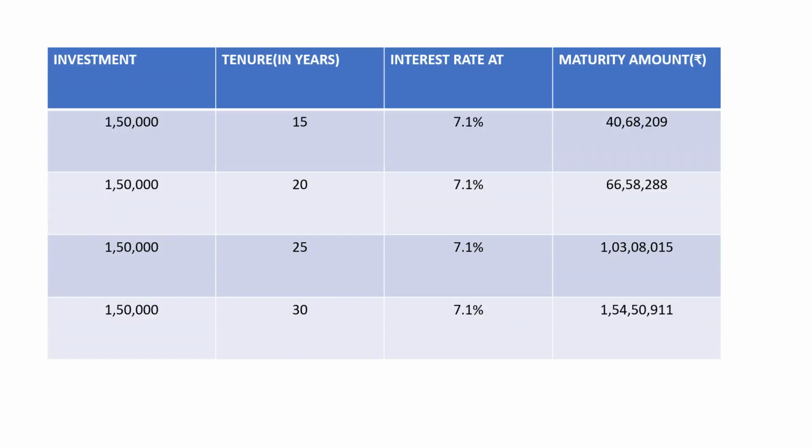If you make an investment of 1,50,000 for a period of 15 years at 7.1% interest, the maturity amount is 40,68,209. And if you extend it for another 5 years, making it 20 years, it is 66,58,288. And if it is 25 years, it is 1,03,08,015. And if it is 30 years, it is 1,54,50,911. Public Provident Fund investment is a risk-free investment, and the more taxes you pay, the more the return on investment is.